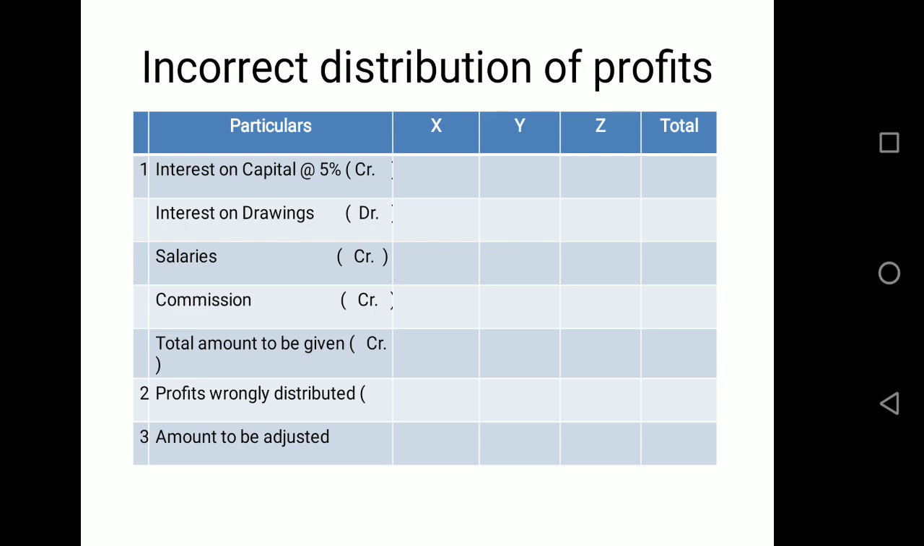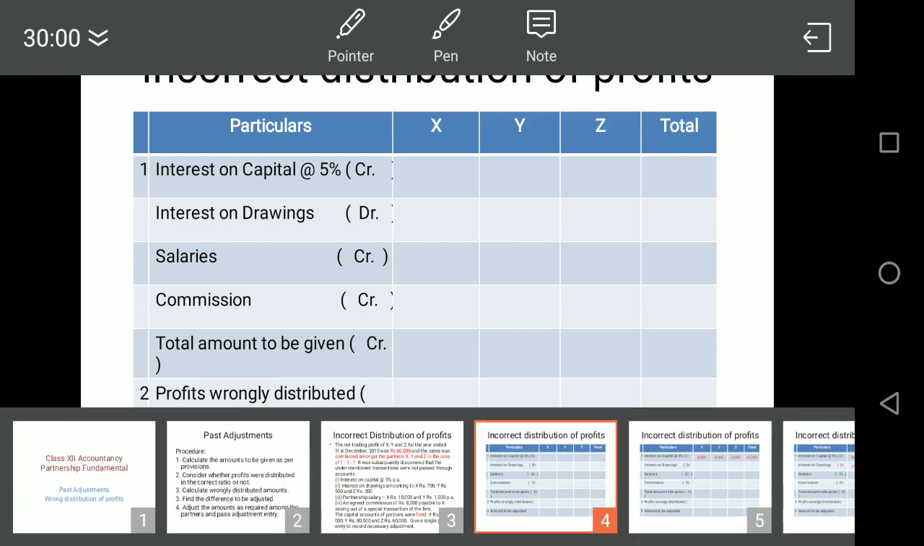First step is you have to calculate all the amounts of provisions: interest on capital, interest on drawings, salary and commission, and total of that. So the total will be the amount to be given to the partners. Then second step is you have to consider the wrongly distributed profit. And third step, you have to calculate the amount to be adjusted.